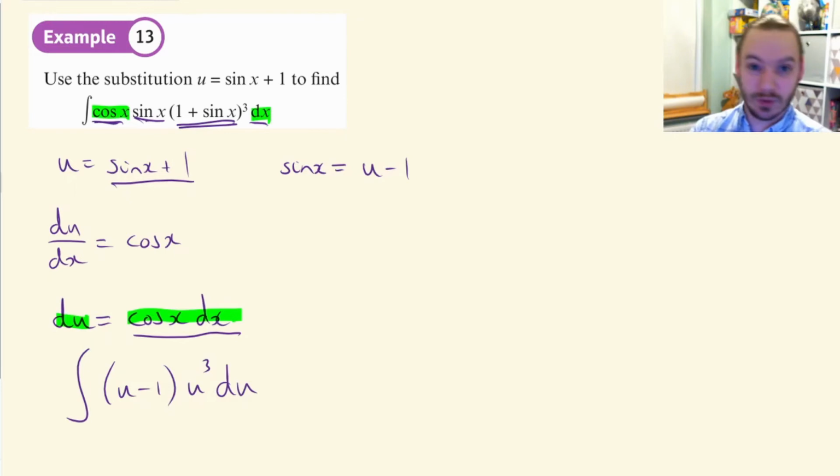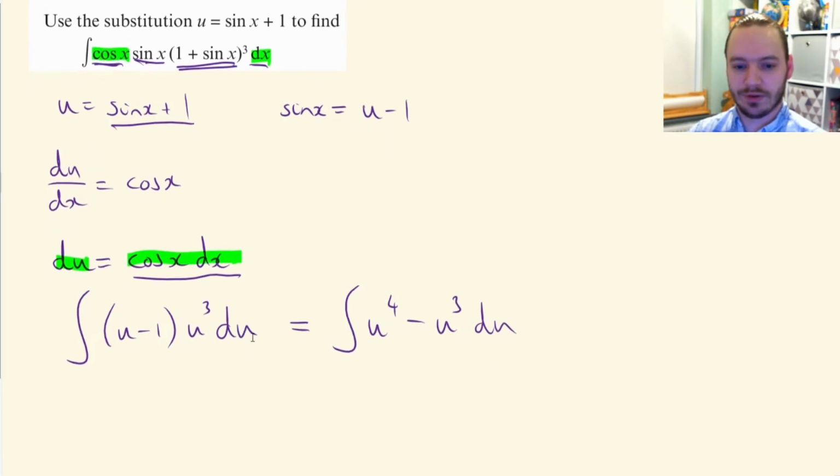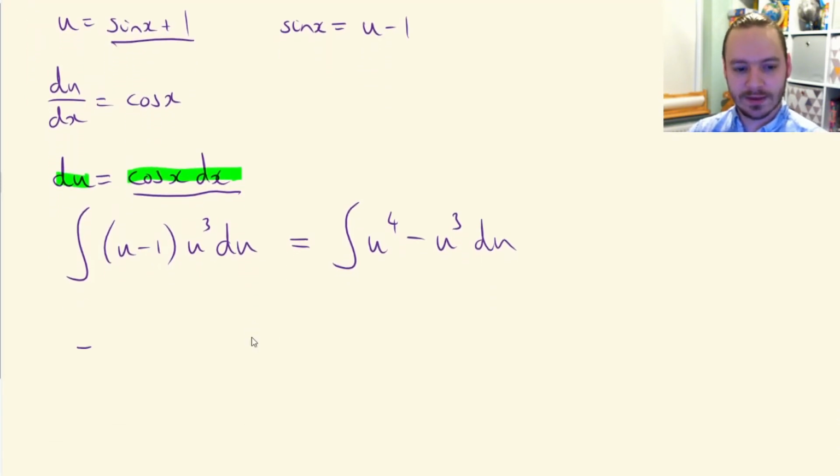And at this point, expanding those brackets out would be sensible. So that's an integral of u to the 4 minus u cubed du. And from here, it's a pretty straightforward thing to integrate. So that's going to be u to the 5 over 5 minus u to the 4 over 4 plus some constant. And the final step is to replace the u's with my sine x plus 1.